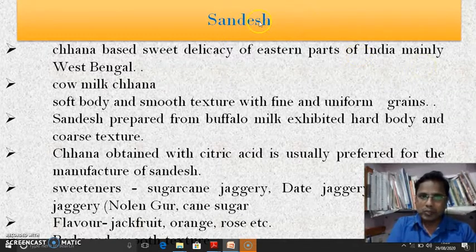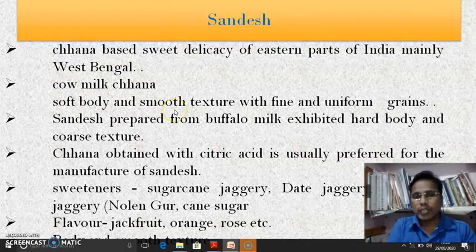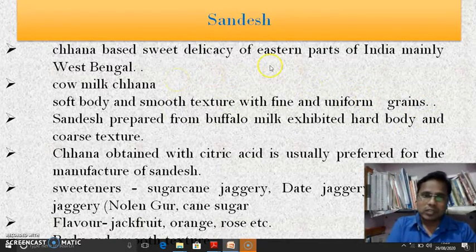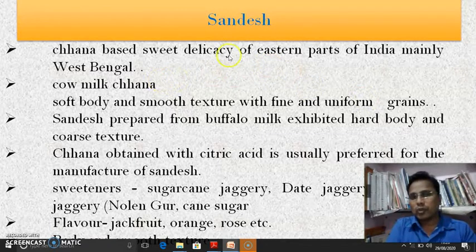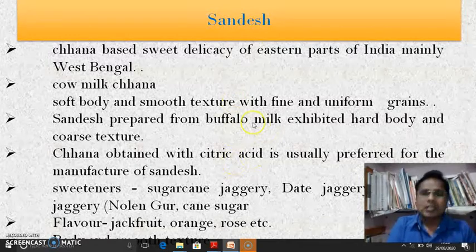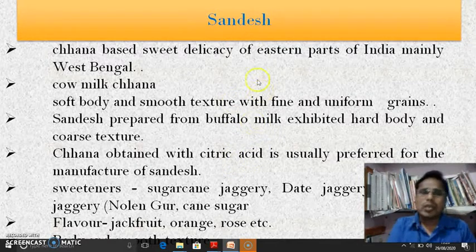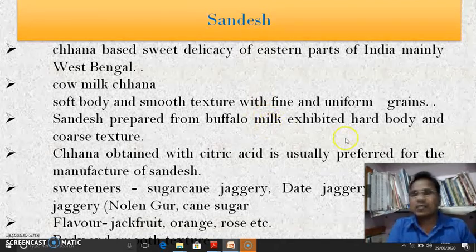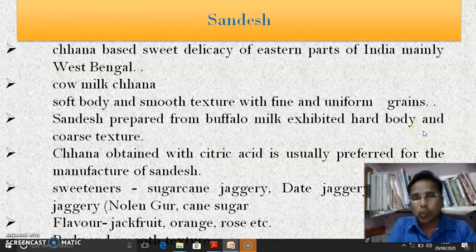For the preparation of sandesh, generally the cow milk channa is preferred. And why is it preferred? Because cow milk channa generally has a soft body and smooth texture with fine and uniform grains. Due to these characteristics, cow milk channa is used for the preparation of sandesh. In some cases, buffalo milk channa is also used, but it generally has a hard body and coarse texture.